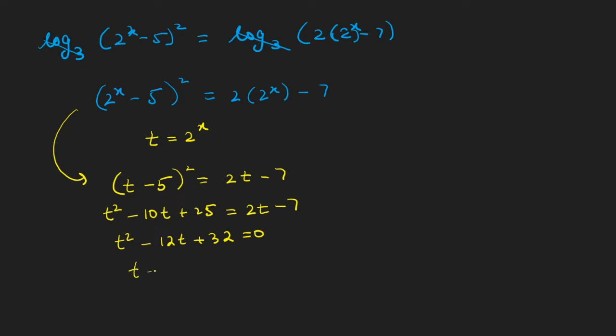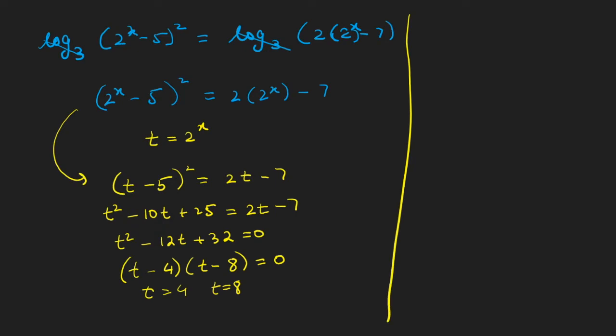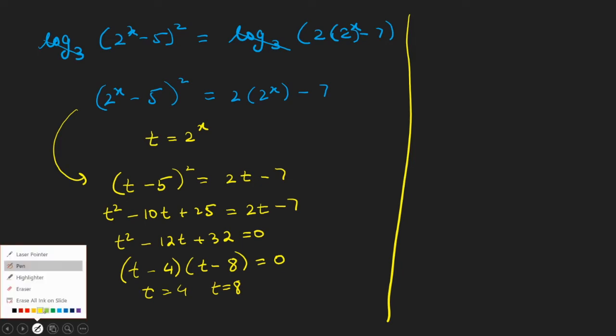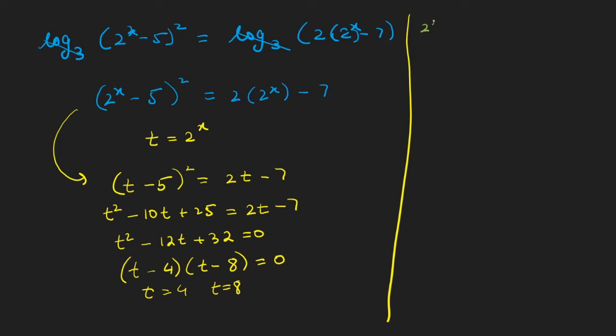Let's make our factors. We get (t minus 4) and (t minus 8) is equal to 0, right? So now we get t is equal to 4 and t is equal to 8. Now we're getting two values of t, right? No, that's not a problem. Let's find the value of x, okay? So we get 2 raised to the power x is equal to 4, x is equal to 2, and 2 to the power x is equal to 8, and x is equal to 3.